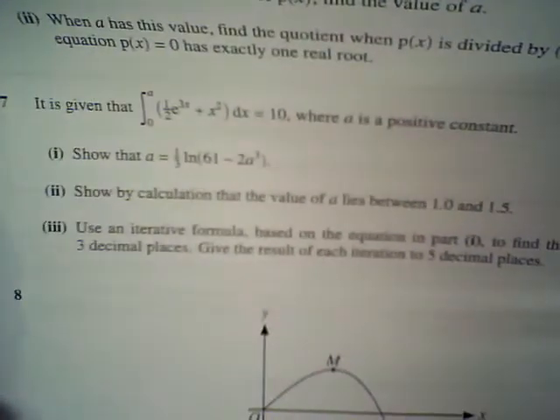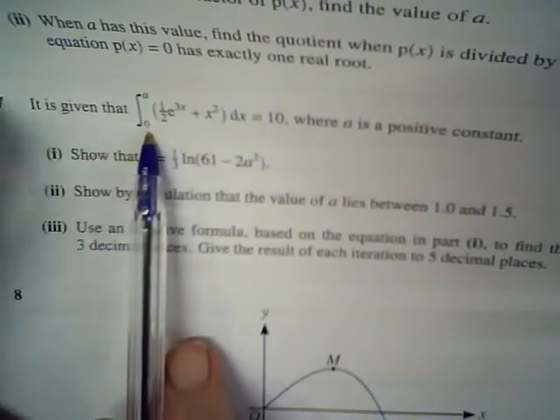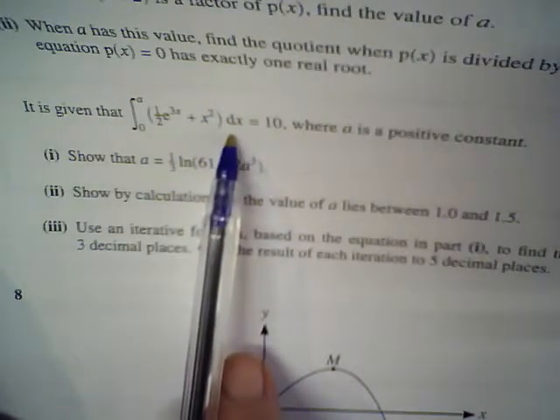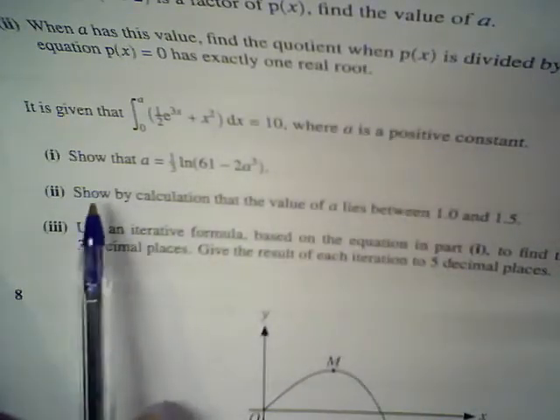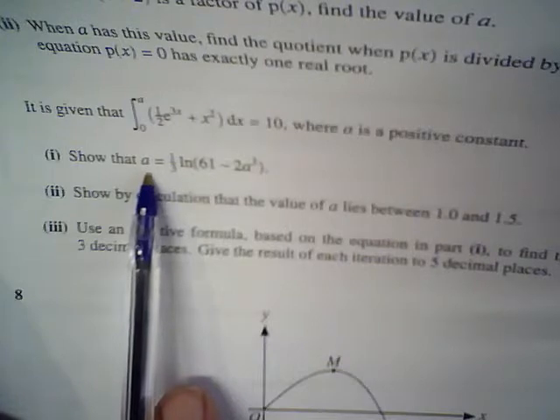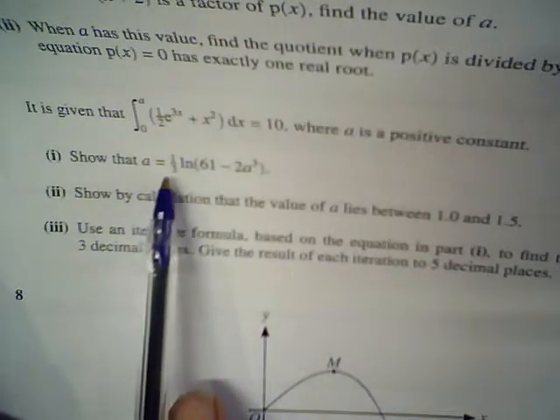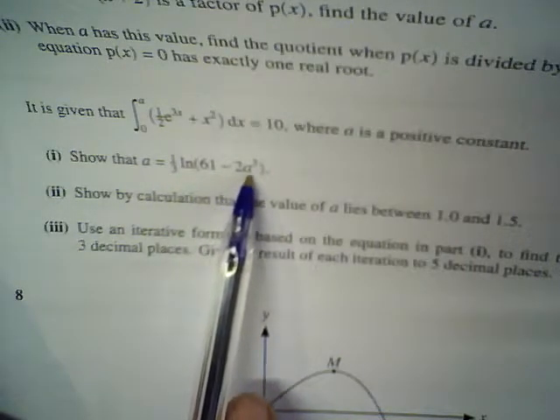Okay, question 7 is an integration question. It is given that the integral with upper bound a and lower bound 0 of a half e to the power 3x plus x squared with respect to x will give me 10, where a is a positive constant. And then they ask us to find the value of a, and they give us the form in which a must be. a must be in the form a third natural log 61 minus 2a cubed.